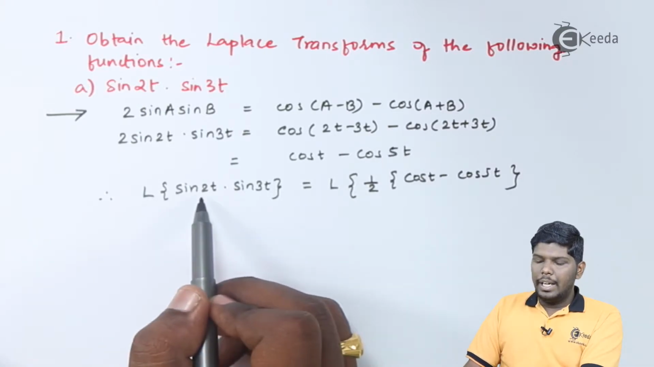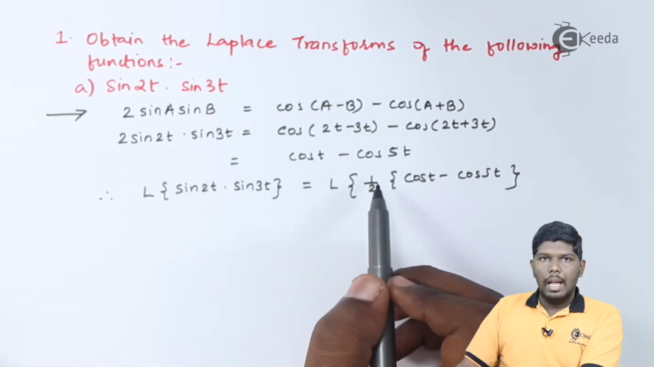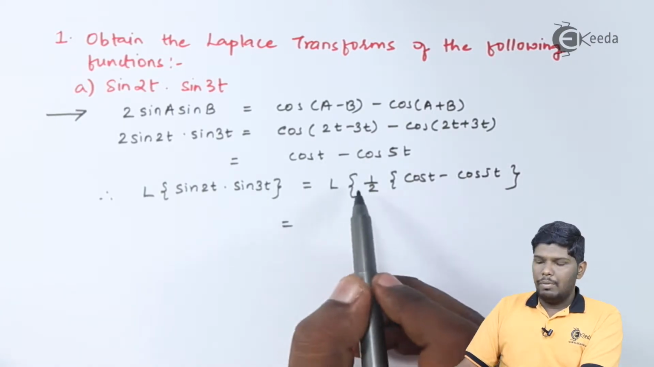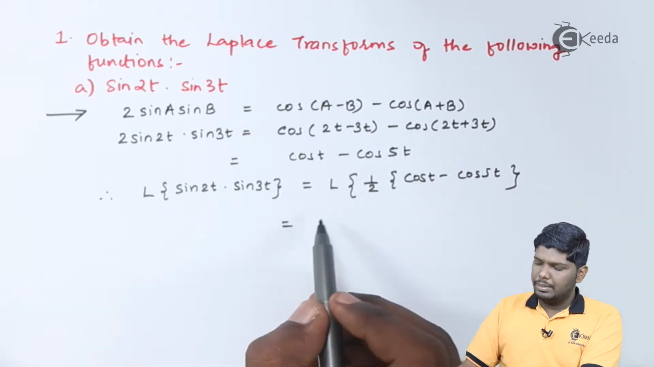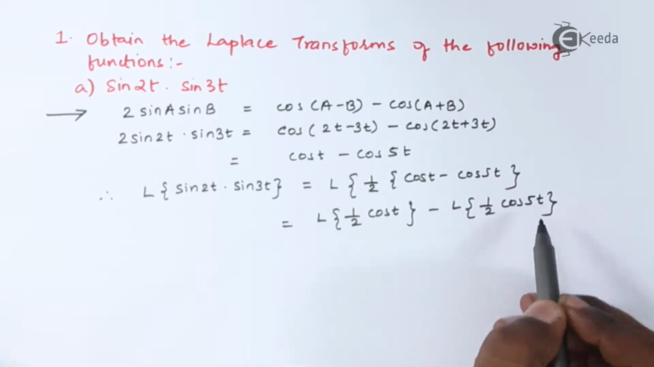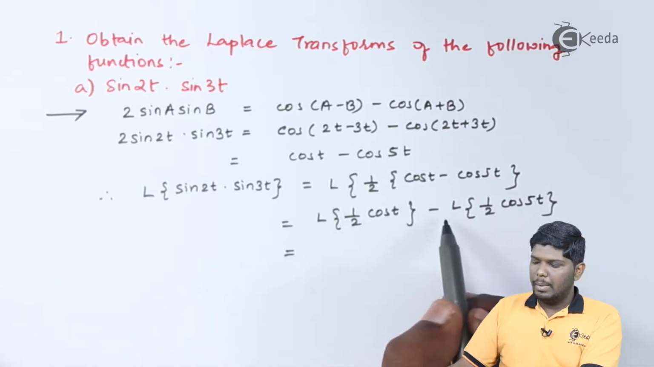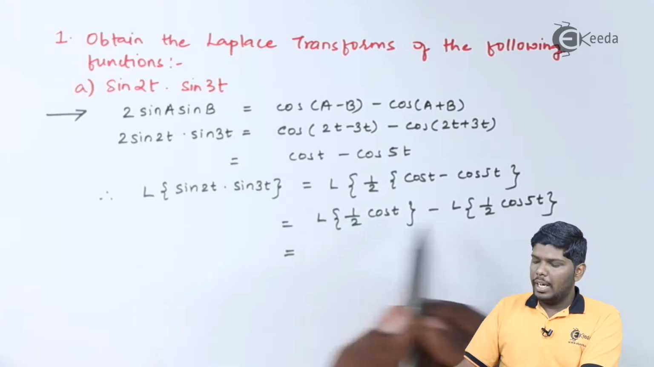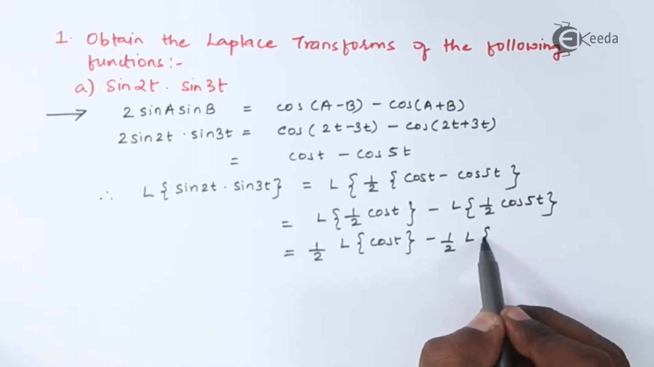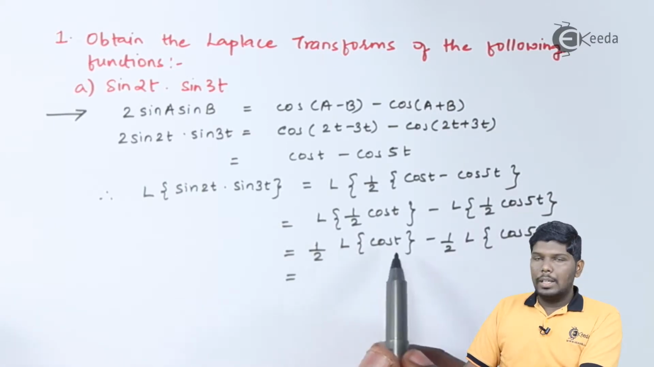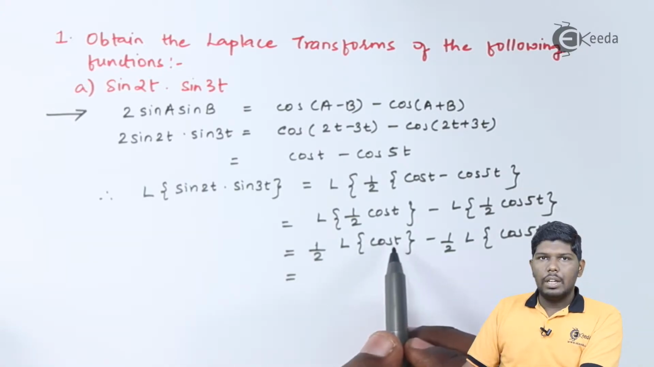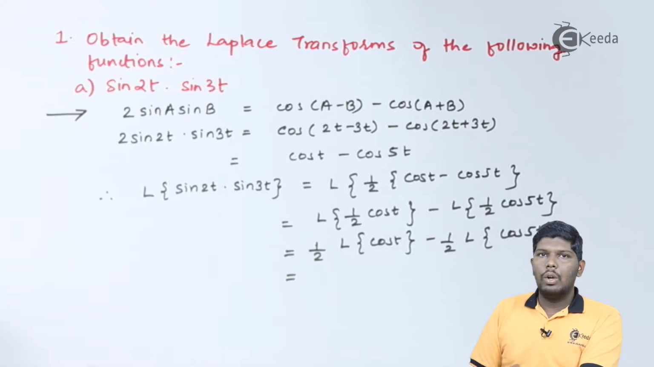So to find Laplace of sin 2t into sin 3t, we can write it as Laplace of 1 by 2 into cos t minus cos 5t. In the next step, we can separate the Laplace to both the terms. This will give you Laplace of 1 by 2 cos t minus Laplace of 1 by 2 cos 5t. Now we can take constant outside. Now we know that Laplace of cos at is given as s upon s square plus a square. Here in first term the value of a will be 1 and for second the value of a will be 5.